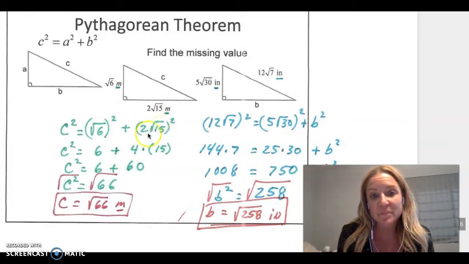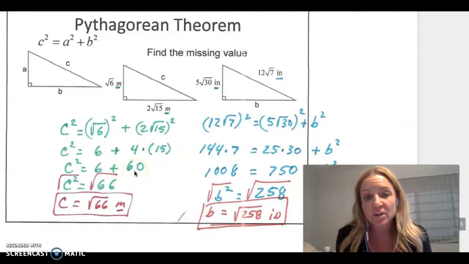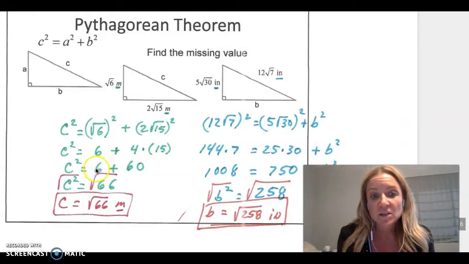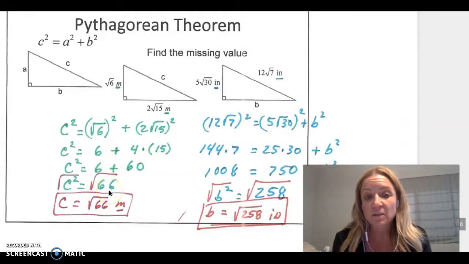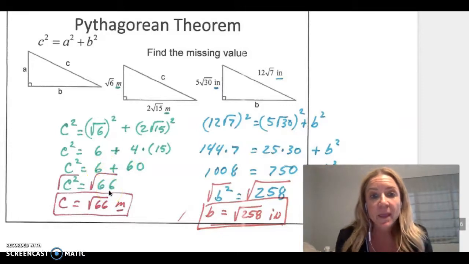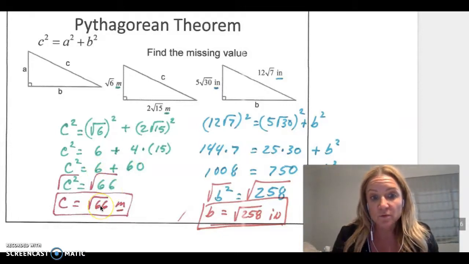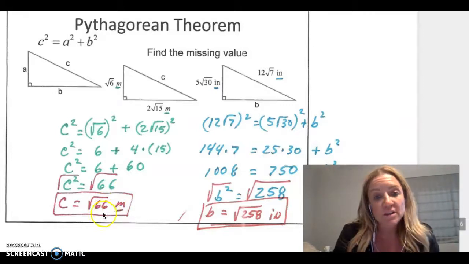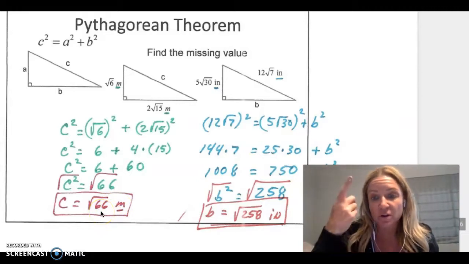All right, same thing happens with 2 rad 15. 2 squared is 4, square root of 15 squared is 15. So when you go to simplify, you multiply the 4 times the 15 because of order of operations. You get 60. You add the 60 and the 6 together to get 66. And then you take the square root of 66. You can either change it to a decimal if the directions tell you to, but this is already a simplified radical because the only factors are, what, 2, 3, and 11?